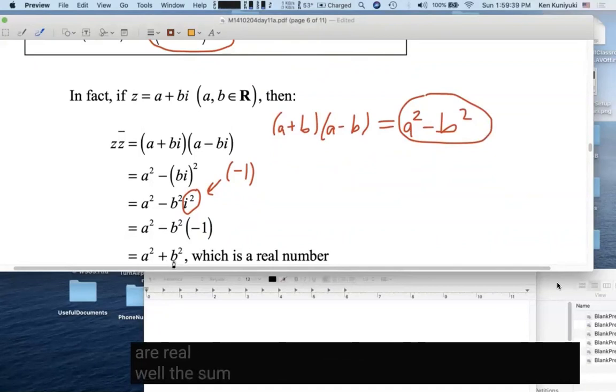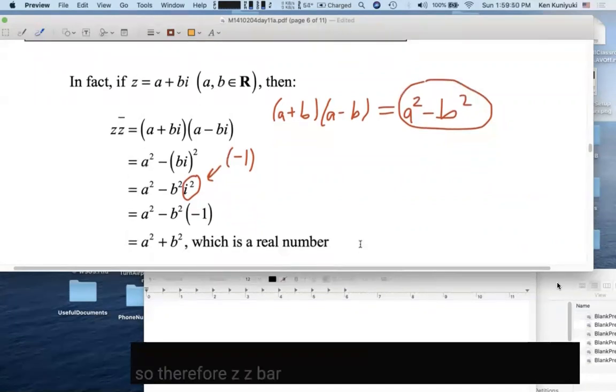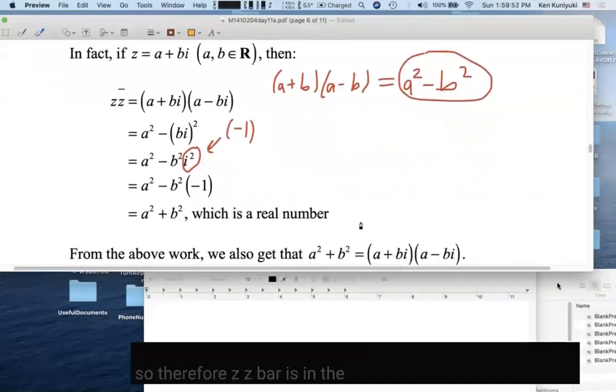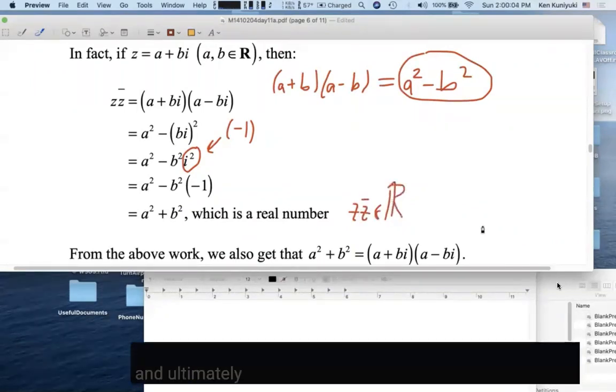Well, the sum of the squares of two real numbers will be a real number. A squared plus b squared will be a real number. So therefore, z z-bar is in the reals. And ultimately, we'll be able to realize or rationalize denominators.